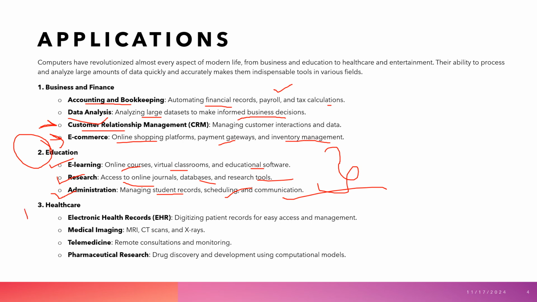Then the third is healthcare. Healthcare includes electronic health records of patients for easy access and management. Then medical imaging, that is performing MRIs, CT scans and X-rays. The third is telemedicine, or remote consultations and monitoring, and this was a very important thing that came into play during COVID-19. The last is pharmaceutical research, which means discovering medicines and developing them using computational models.